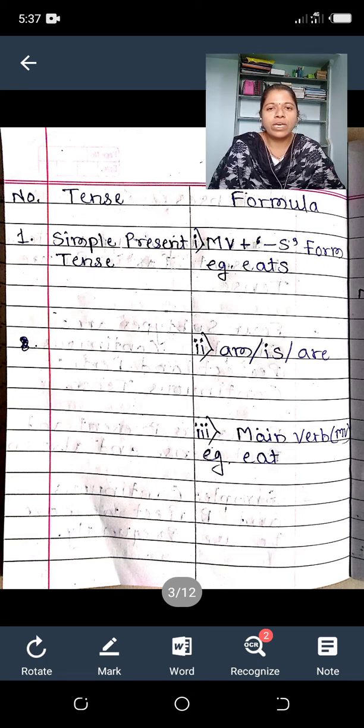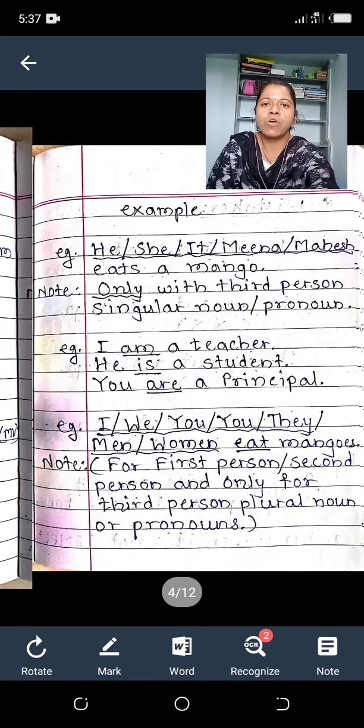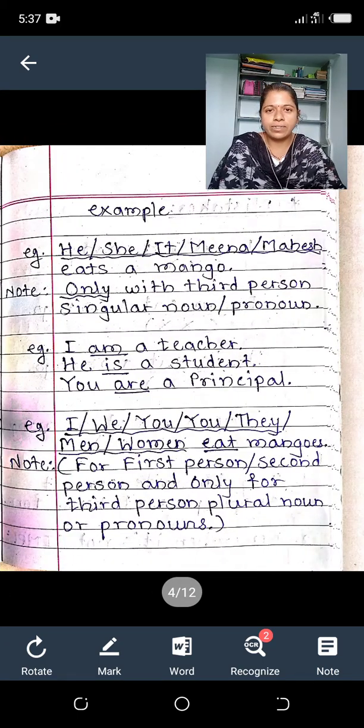The verb form we have to use in this tense is main verb plus s or es form of the verb. For example, eats. Secondly, you can use to be form also in simple present tense, which to be forms: am or is or are. And the very simple verb form we have to use in simple present tense is the original form of the main verb. For example, eat. Now let us see in which situations these different forms we have to use in simple present tense.